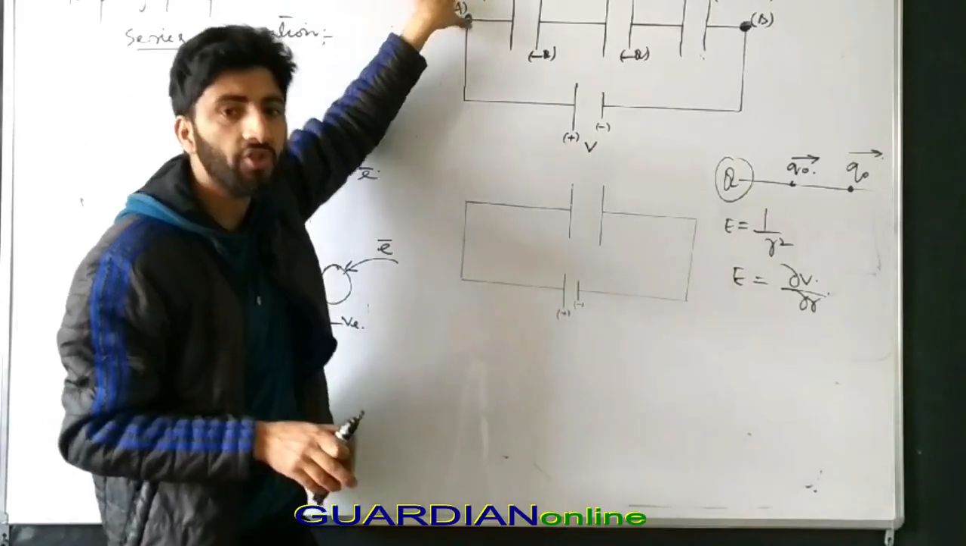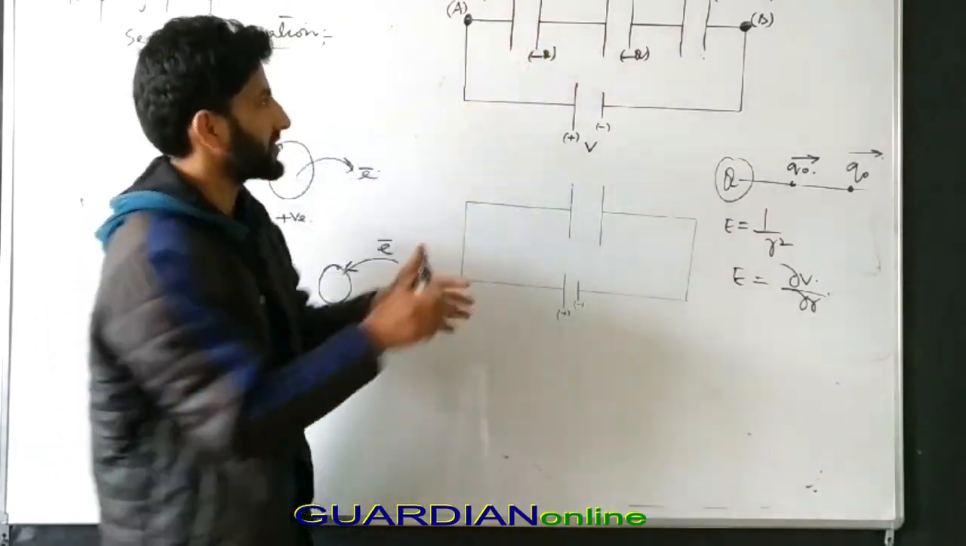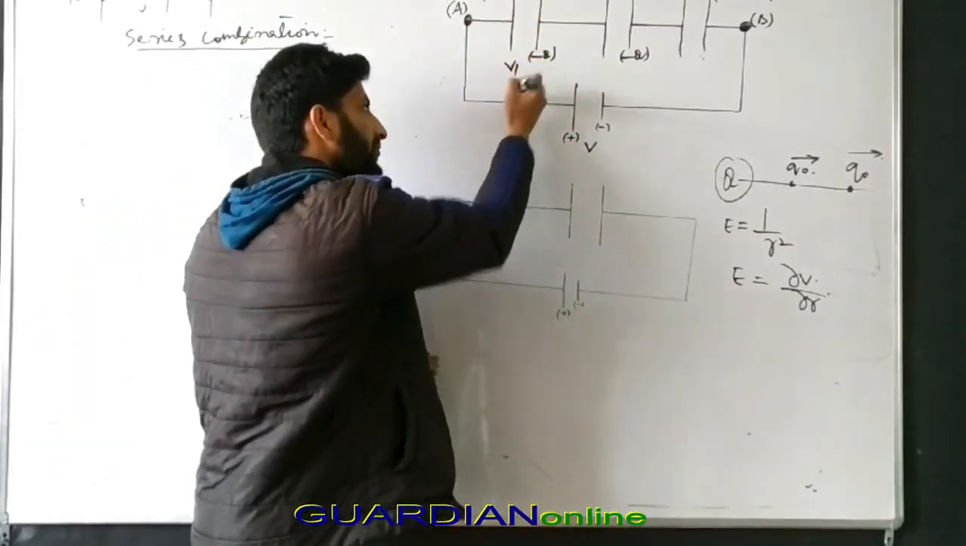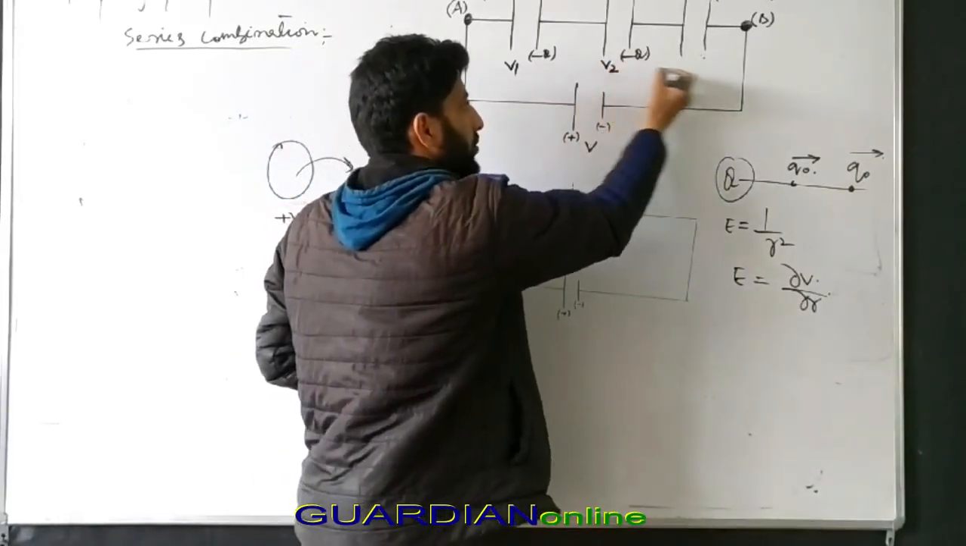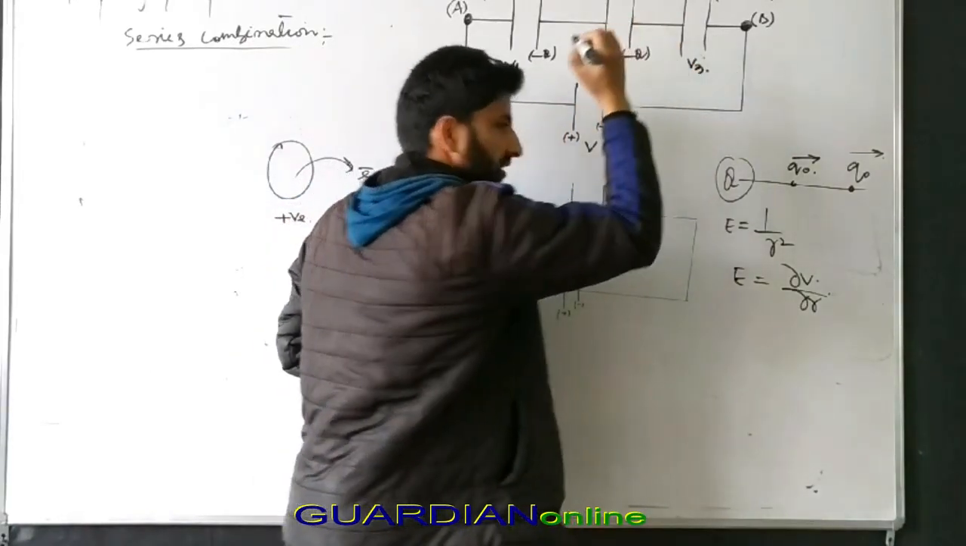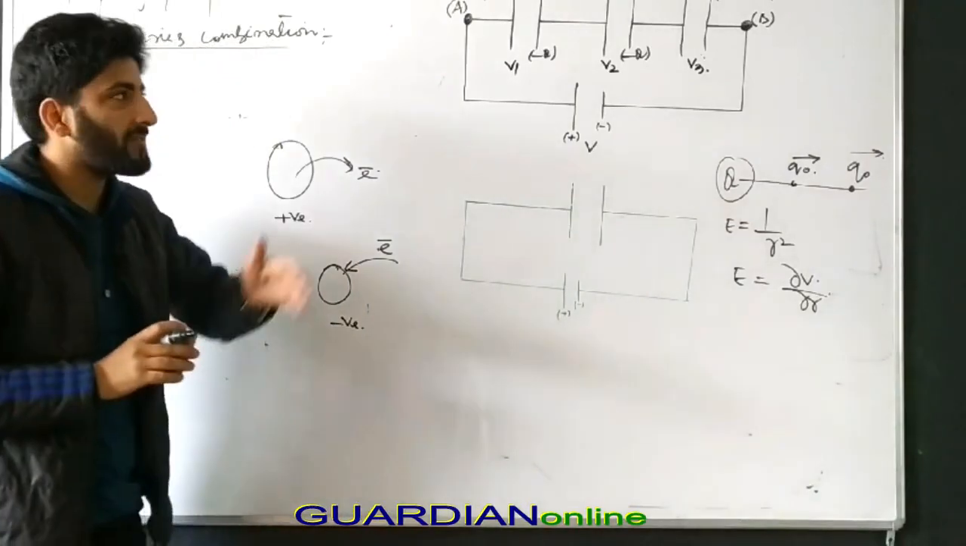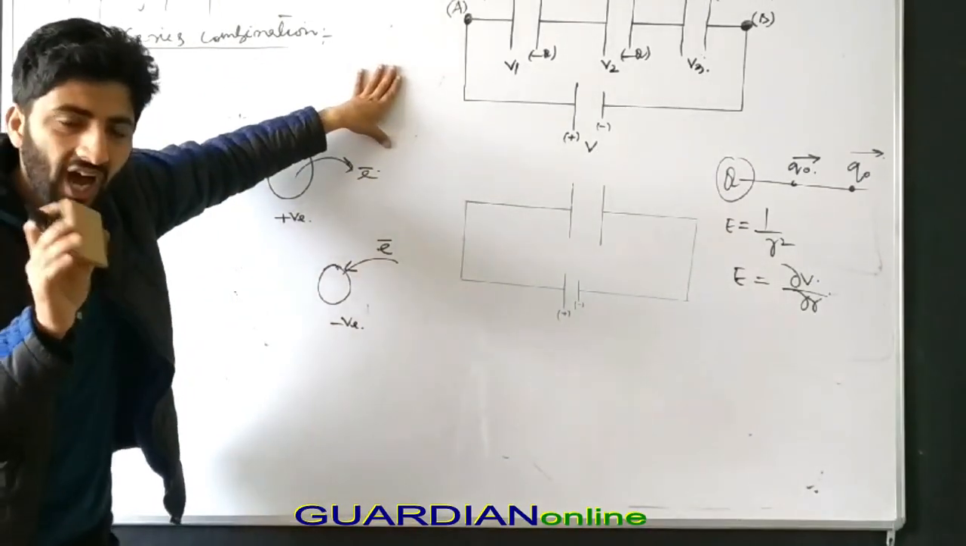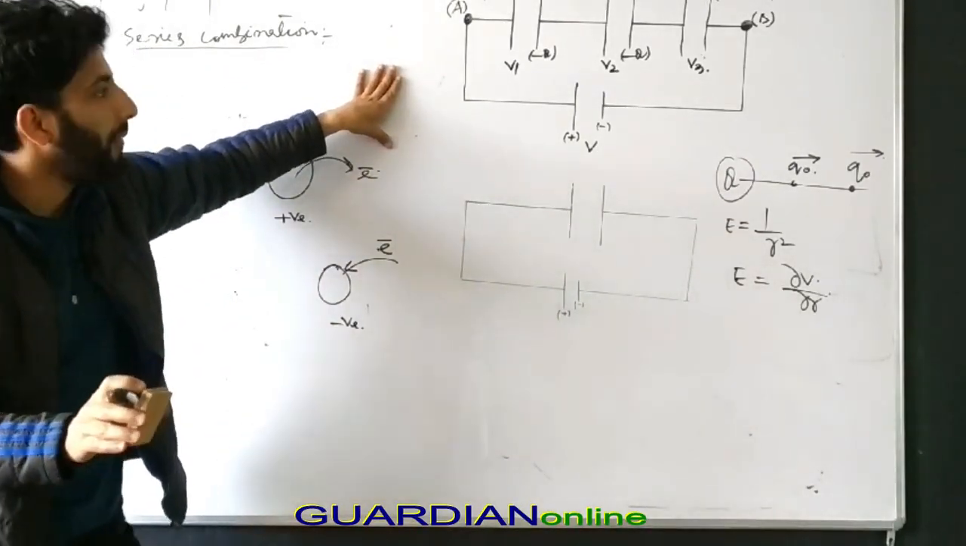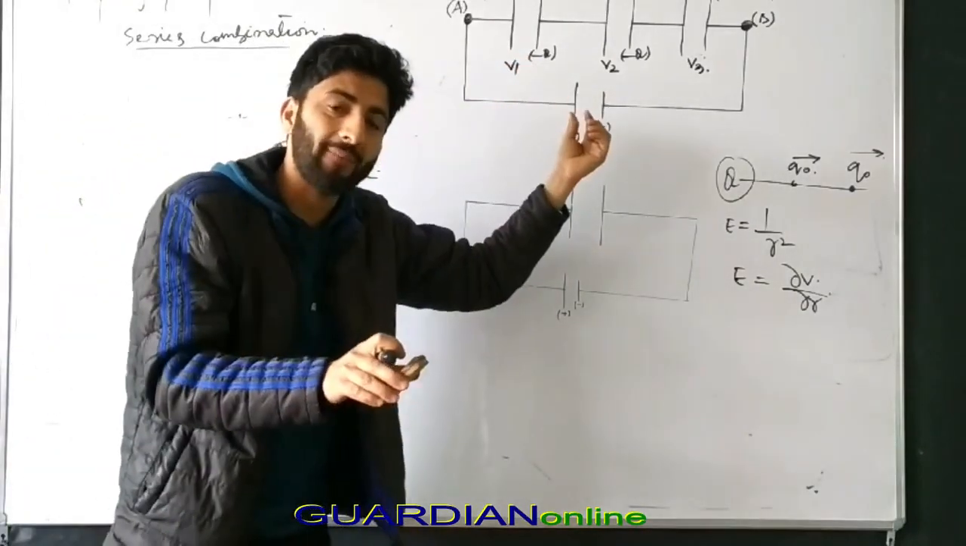In another sense, we can say the potential drop across the capacitors: there must be potential V1, potential V2, potential V3. So in the series arrangement, the same charge flows through the capacitors, but different potentials appear across the individual capacitors.